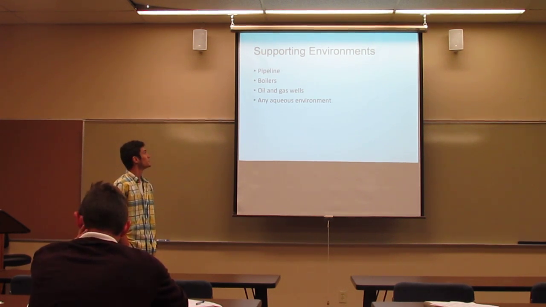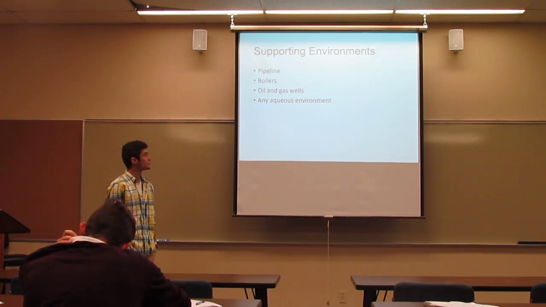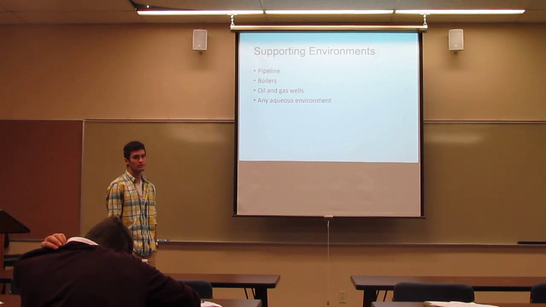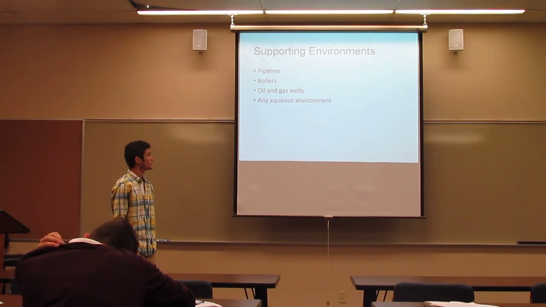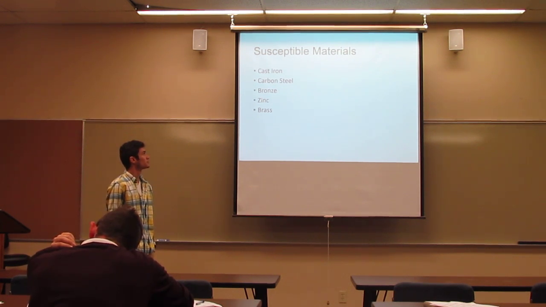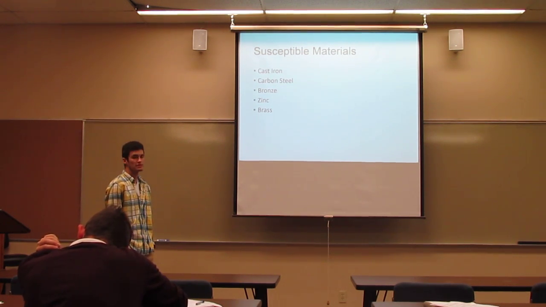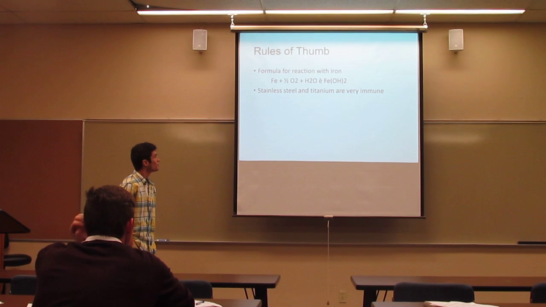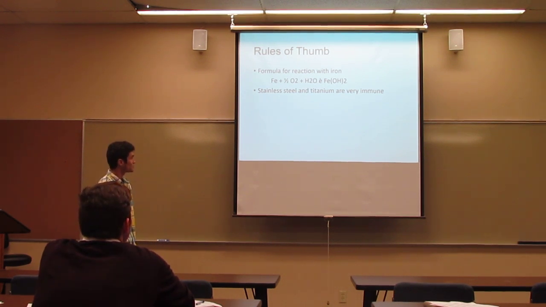Supporting environments could be pipelines, boilers, oil and gas wells, or any aqueous environment. Susceptible materials are going to be cast iron, carbon steel, bronze, zinc, and brass. Rules of thumb: formula for the reaction with iron is going to be Fe plus O2 plus H2O yields Fe(OH)2. Stainless steel and titanium are very weak.